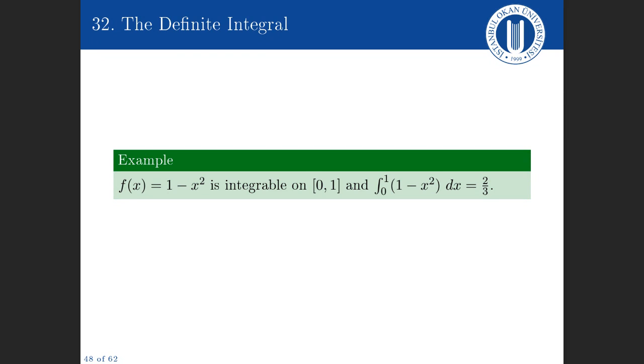For example, we've looked at the function 1 minus x squared on the interval from 0 to 1. We wrote down a Riemann sum, we calculated its limit, and we found the number. Because the limit of the Riemann sums exists, this function is integrable on this interval, and its value is equal to the limit of the Riemann sums. Its value is equal to 2/3.